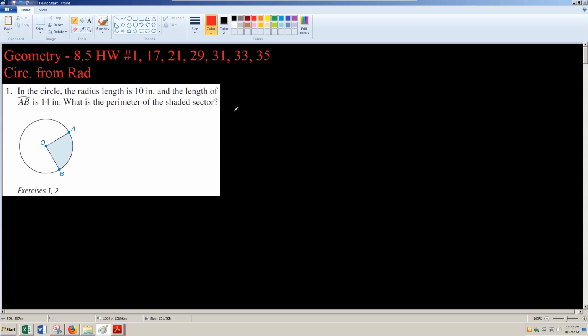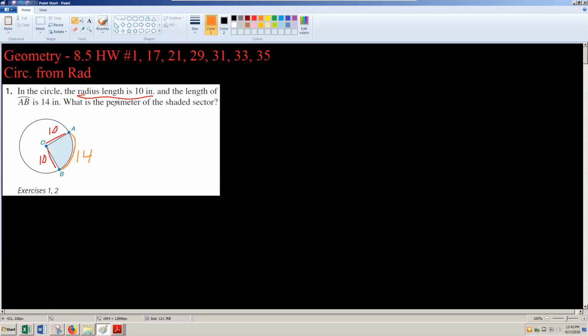All right, so we're looking at 8.5 today and start out with number 1. So number 1 says we have a circle and the radius in that circle is 10. The length of AB, which is an arc, is 14. So here I'm told the radius length is 10, so that's going to be 10 here and 10 here as well. And then I am told that I have the length of arc AB as 14.